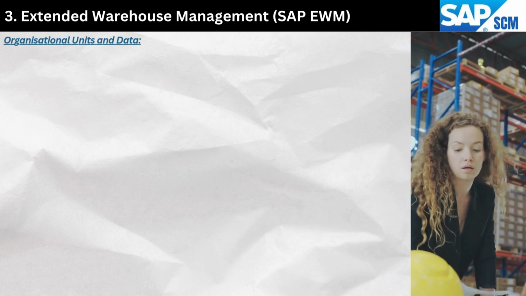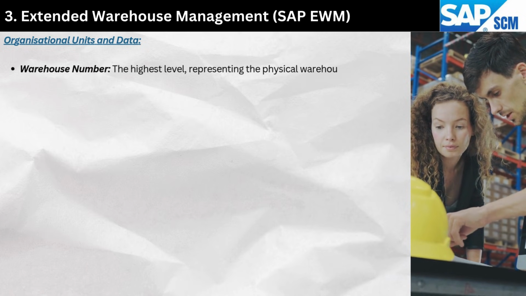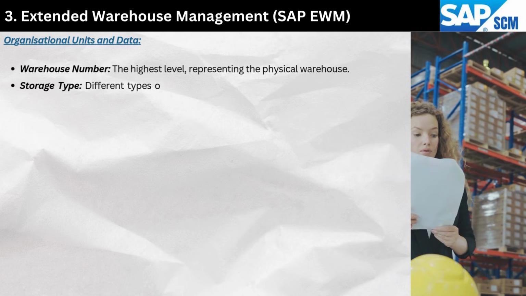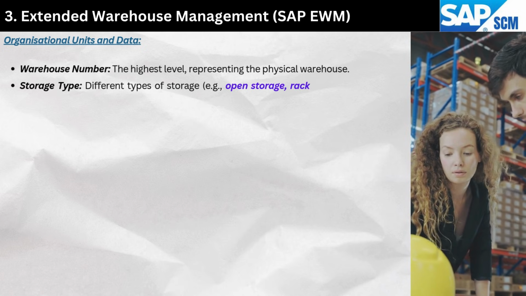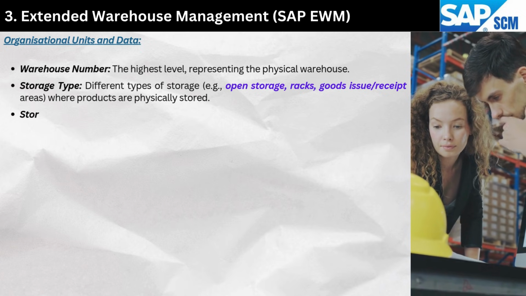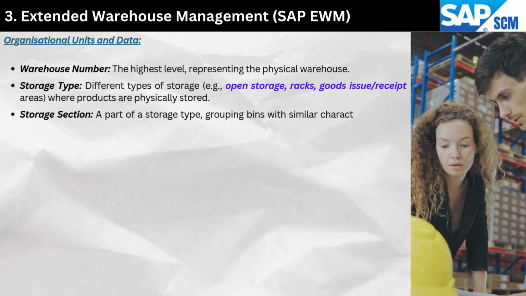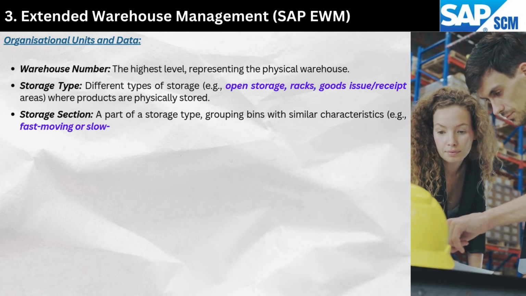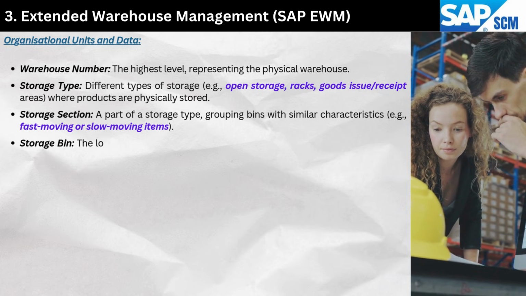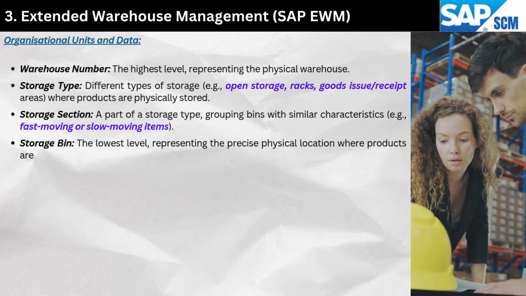Organizational units and data. Warehouse number, the highest level, representing the physical warehouse. Storage type. Different types of storage, e.g., open storage, racks, goods issue/receipt areas, where products are physically stored. Storage section, a part of a storage type, grouping bins with similar characteristics, e.g., fast-moving or slow-moving items. Storage bin, the lowest level, representing the precise physical location where products are stored.